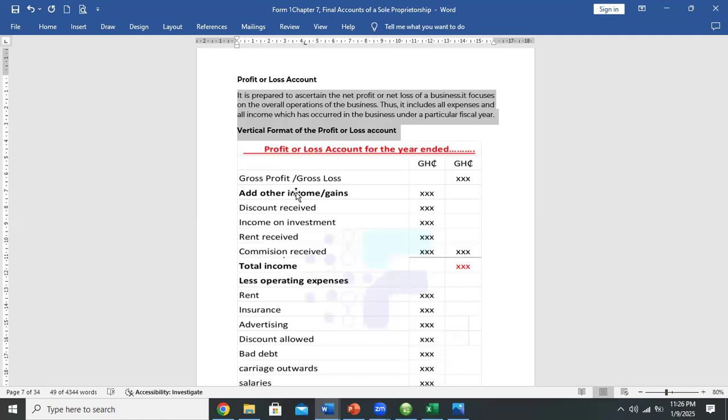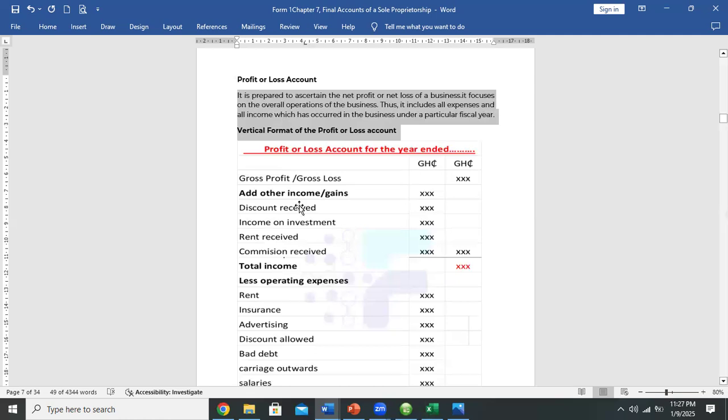The first thing I always want you to remember is that in your profit and loss account, you always start with the gross profit or gross loss, which is the profit or loss you made from your trading activity. When you bring in that first, you go on to add other income or gains. Other income or gains refer to all the various incomes you are getting from other operations which are not necessarily your trading operations. And professors, as you see on the screens here, 1, 2, 3, 4, these are the 4 main other income sources you would be seeing under the sole proprietorship.